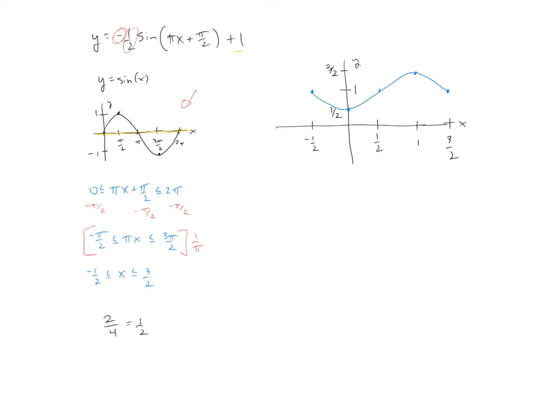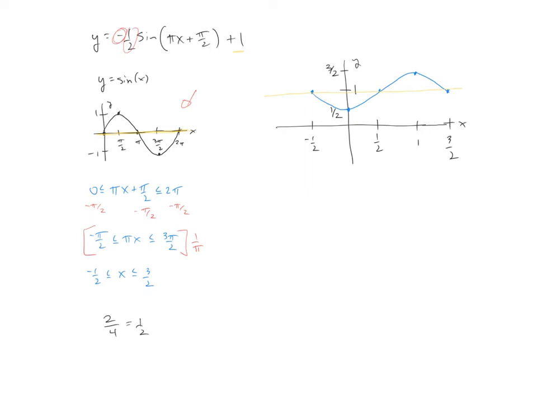And again, there's that midline right through there. If you want to keep it marked, you can. Again, it's not part of the graph, but it might be helpful for you. So originally we started at the midline and went up. Because of that negative, we start at the midline, we go down, and then it continues to oscillate and wave through there.